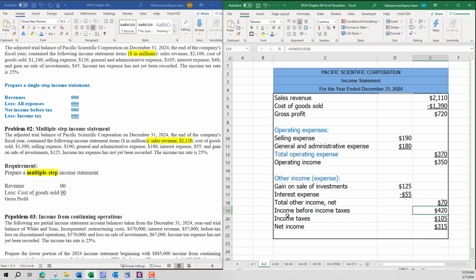So our income before income taxes would be equal to 350 plus 70 equal to 420, and income taxes would be 105, which is actually this one multiplied by 0.25, and the net income should be equal to this one minus this one. I think you got it. So in the next part, I will solve problems number 3 and 4.